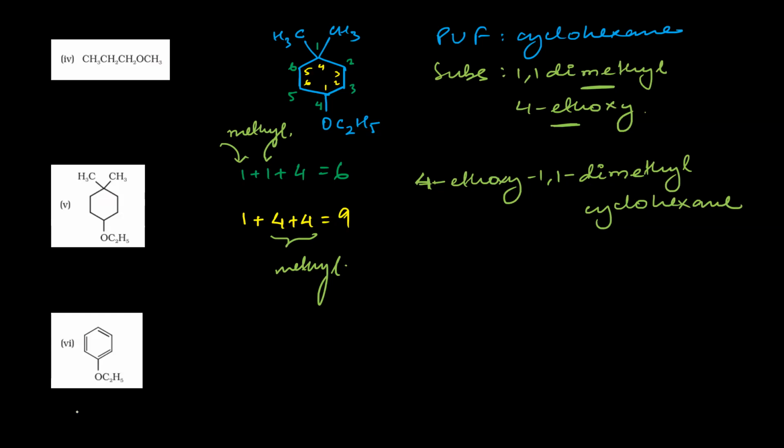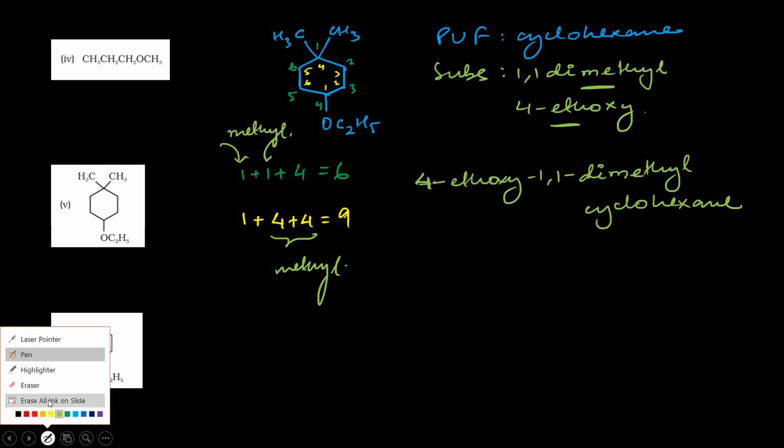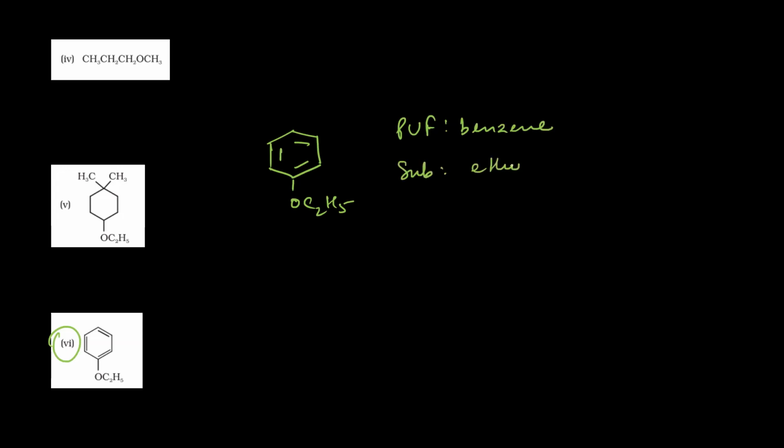ठीक है? Now let's look at another one. This one here. Since it's a benzene ring and we have OC2H5, what is the puff here? The puff will be benzene and the substituent will be ethoxy. So the name will become ethoxybenzene. We don't need to number it because we have only one carbon atom with the substituent. Ethoxybenzene. Okay, one more thing that you should note down.